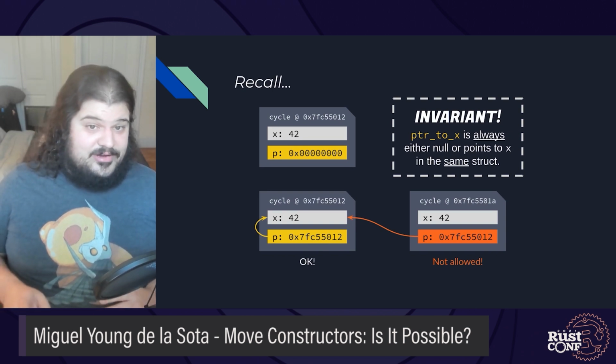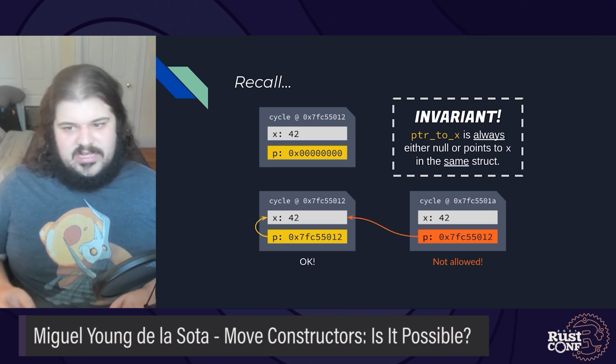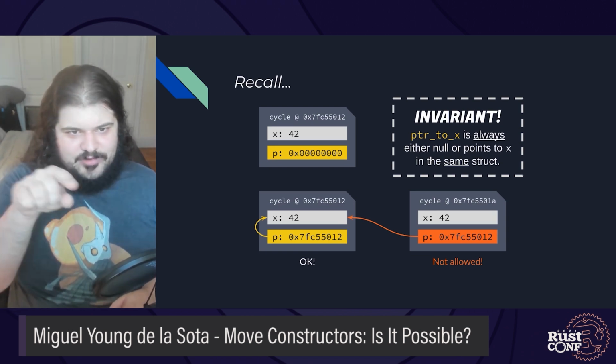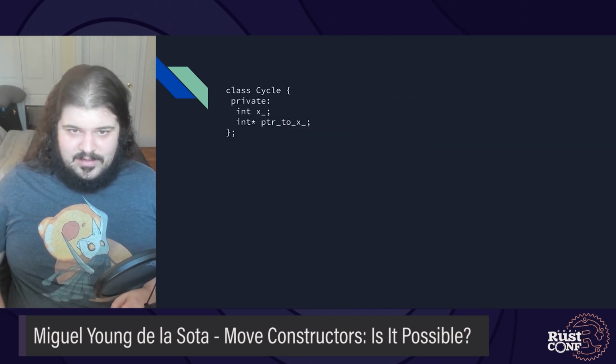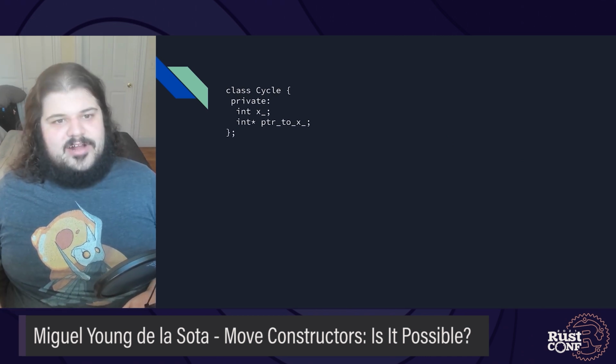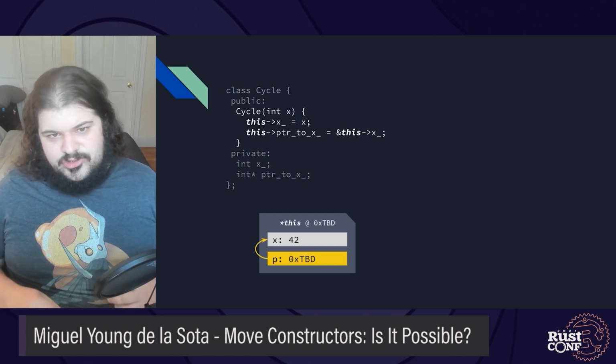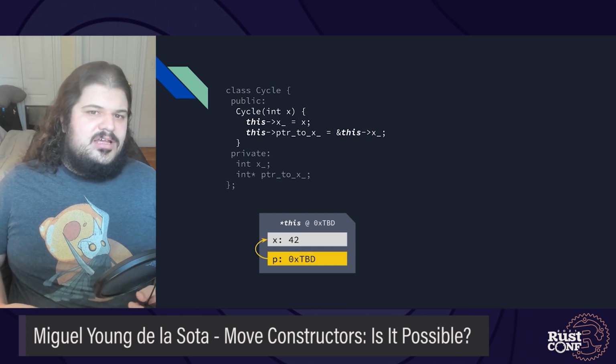Let's recall our cycle invariant first. Remember that when we have a cycle, we want it to be null or a self-reference. We cannot have this version where it points to something else. Let's implement cycle in C++. First, let's define fields like we did in Rust. Next, we're going to need to be able to construct it. In C++, you use constructors to create values.